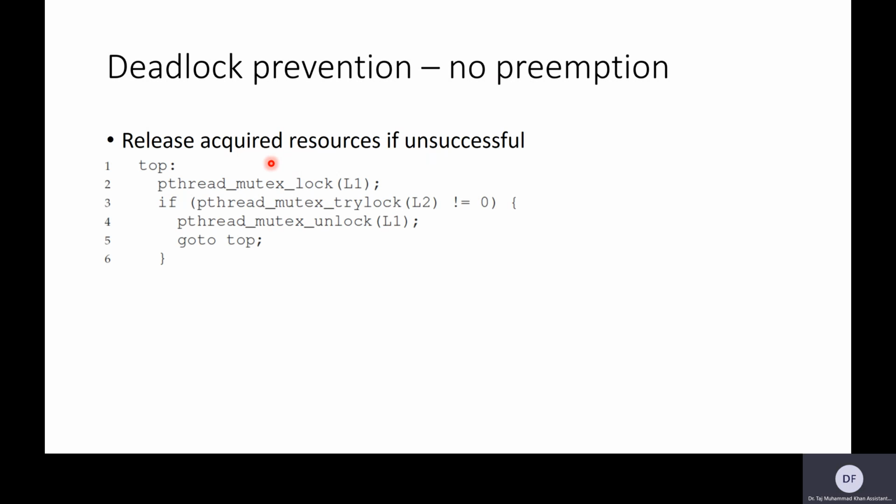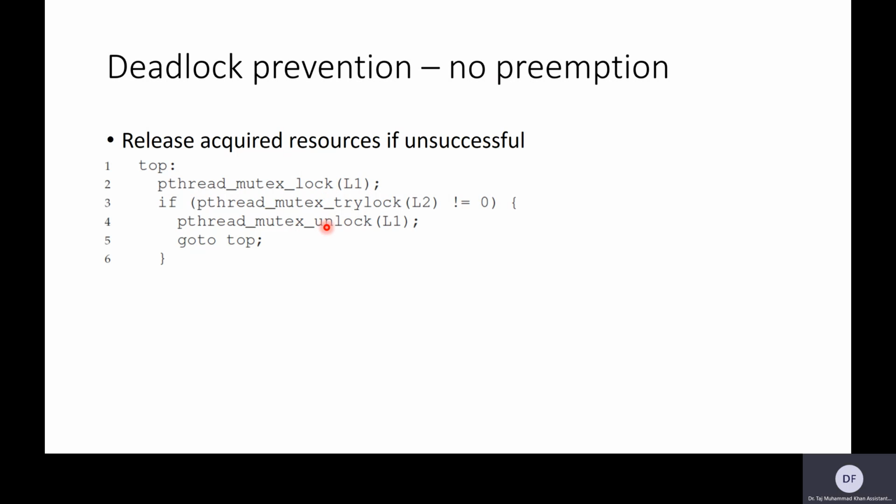So here, a thread acquires this lock L1 and then it tries to acquire L2. Try lock is another function which will try to acquire a lock, and if it fails, instead of sleeping, it will return with an error. So it acquires L1 and tries to acquire L2. If it sees that there was an error and it was unable to acquire L2, then instead of holding on to L1 which is already acquired, it should also release L1. So it should release all the resources that it has and go to try again.